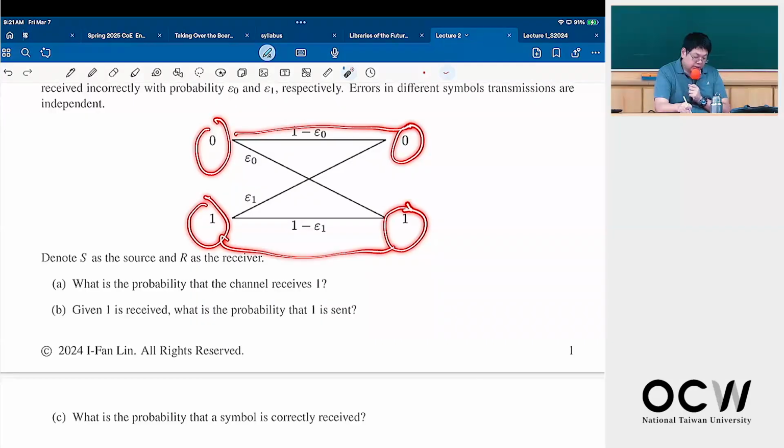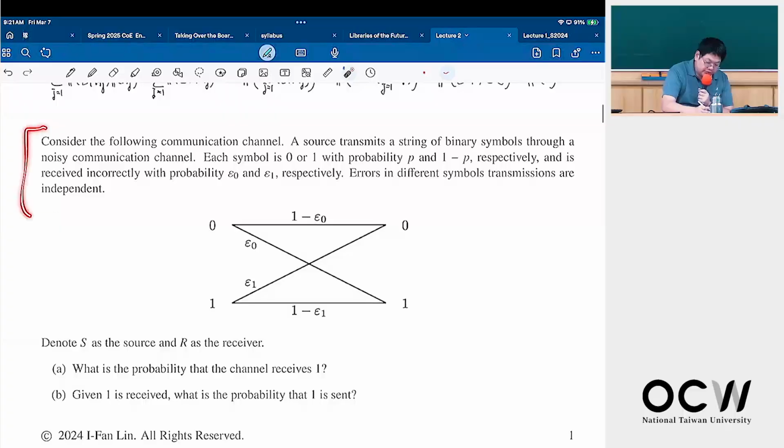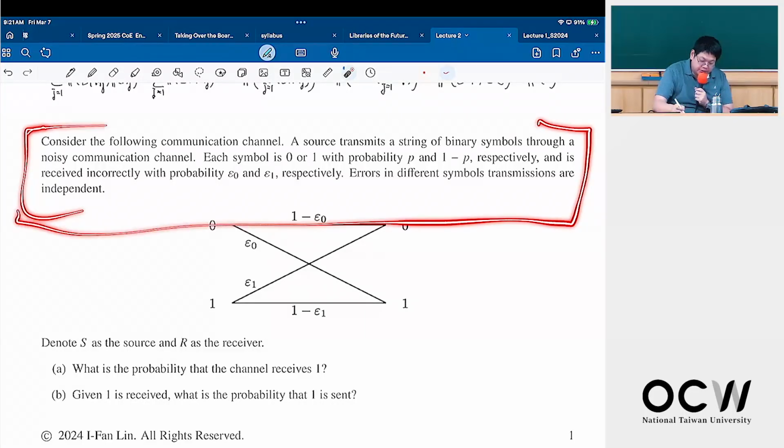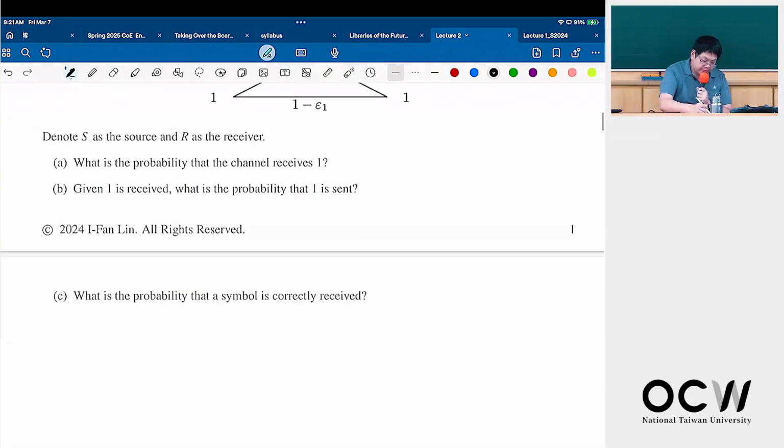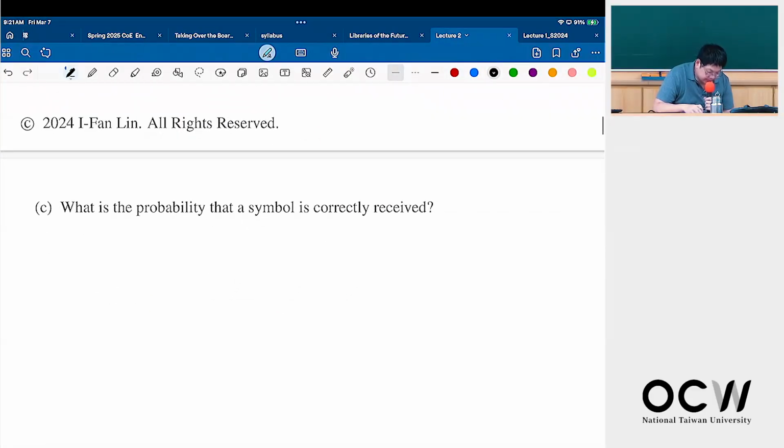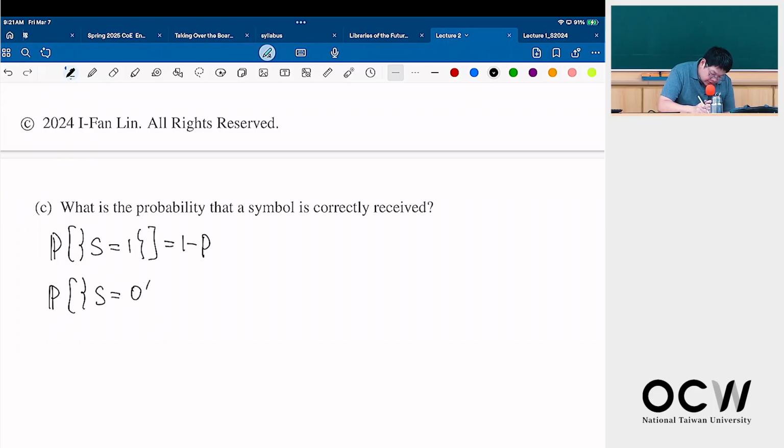Okay, so first, based on this description, we can write the probabilities. First, the probability that the source is 1, that I sent 1, is 1 over P. That also means if I send 0, then this probability is P.